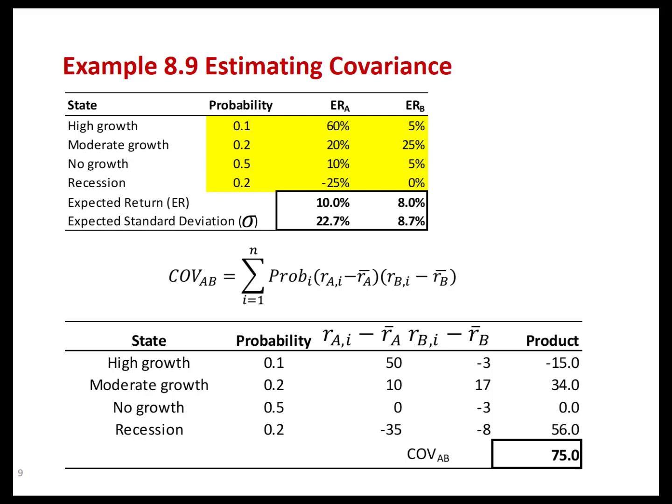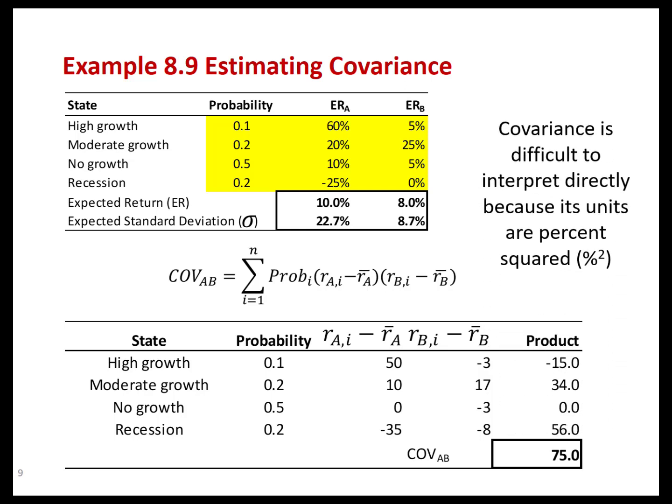In the final column of the table, we're going to be taking the product. So it's the probability times the difference for A and the difference for B. We take those products and we sum them up over the 4 states, and that gives us the covariance. And you see the covariance is 75. Now, what does that 75 mean?